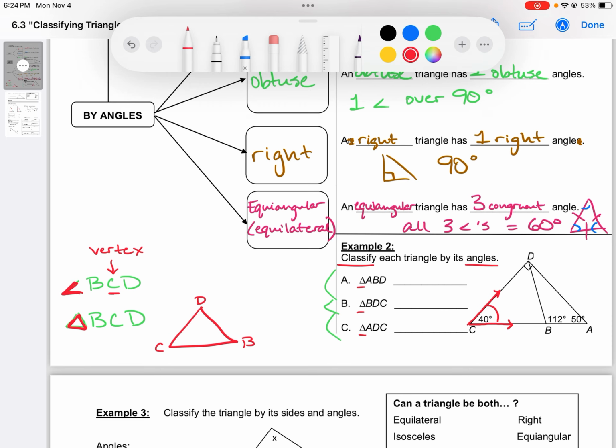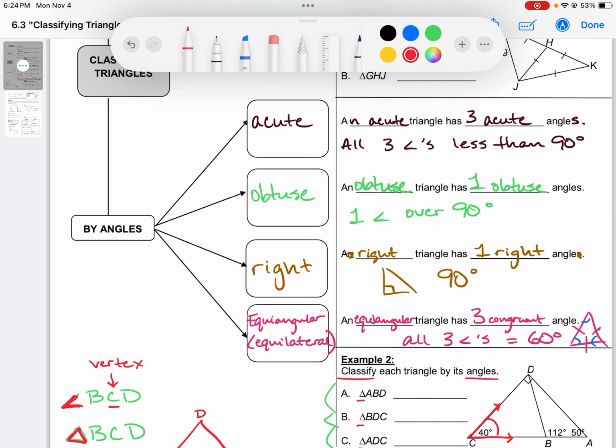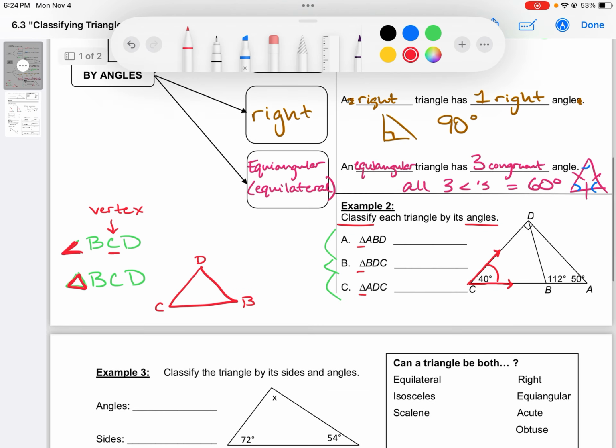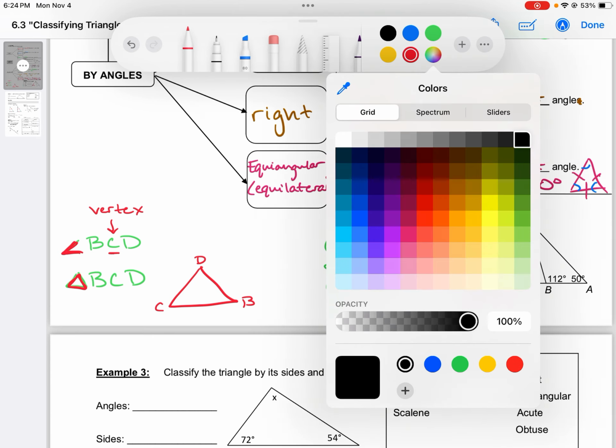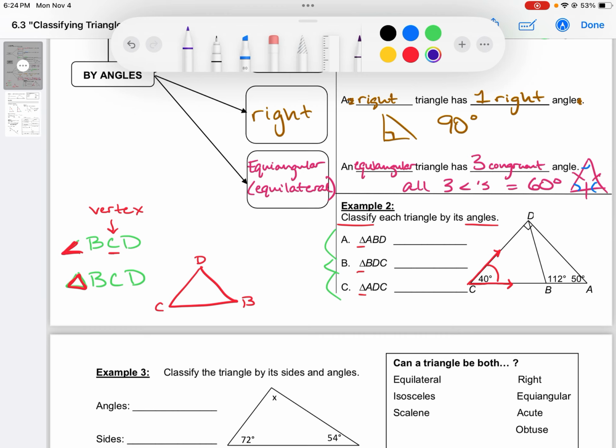So all of these are triangles. And it wants you to classify each one by the angles, which means we're going to be using acute, obtuse, right, or equiangular. So the first triangle that we've got is ABD, which is this triangle right here that I'm shading in. When we look at that triangle, it's got a big 112-degree angle, and then it's got this little sliver of an angle right there that is part of a bigger 90-degree angle, but is not the whole thing. It's just a little sliver of it.